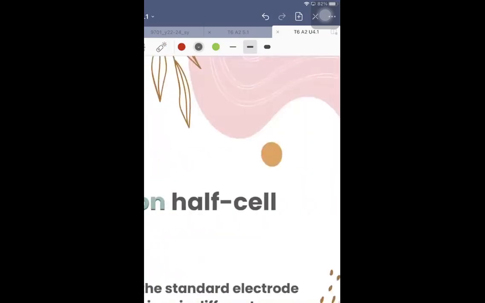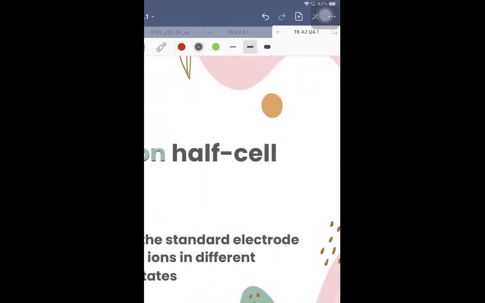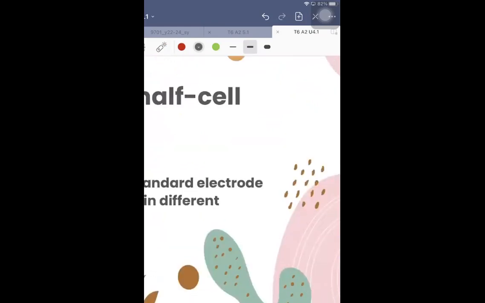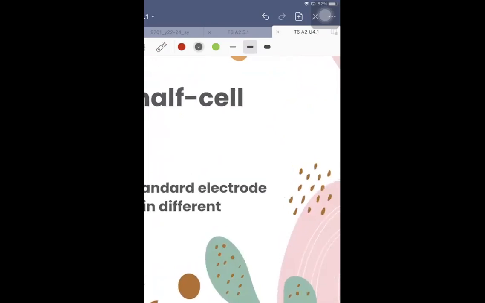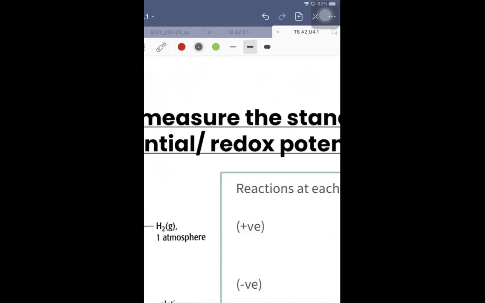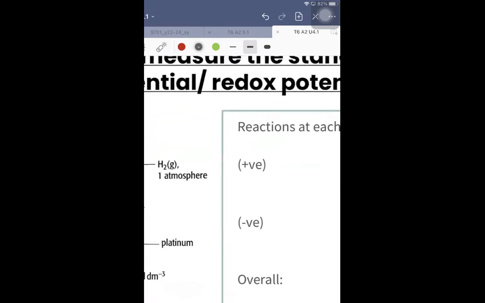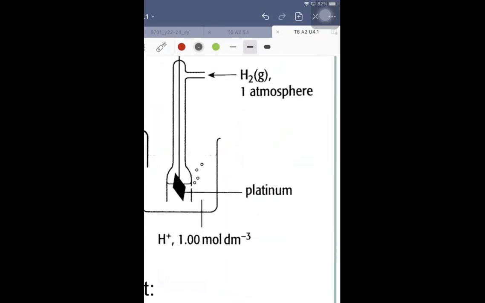Now, the last type of half cell that we can measure is the ion-ion half cell. So you can imagine the same element, but with different oxidation numbers, existing as ions. An example for that is Fe2+ and Fe3+. This is the half cell system for iron in different oxidation numbers. One is in +2 and the other one is in +3.